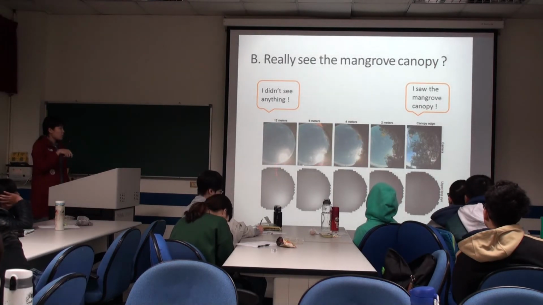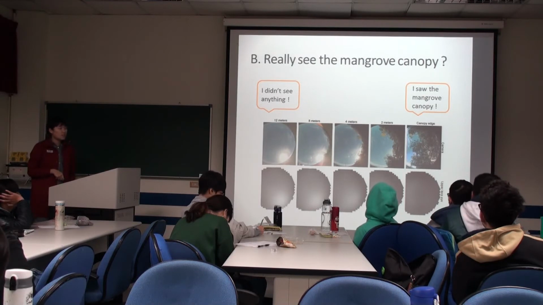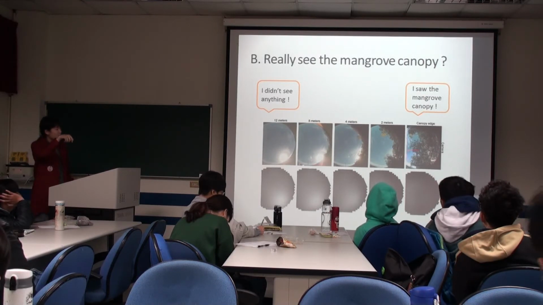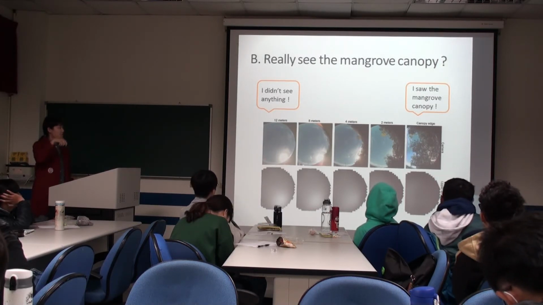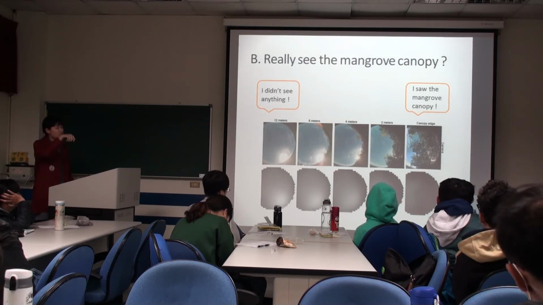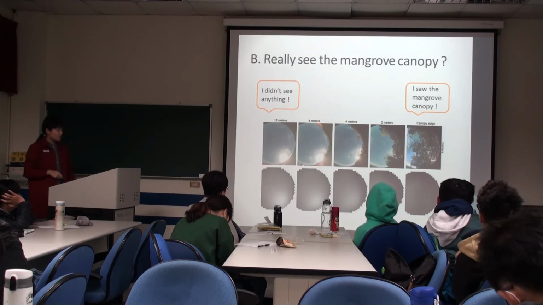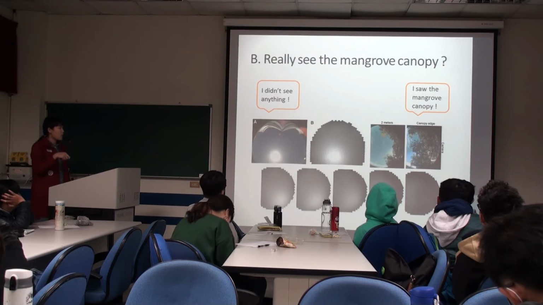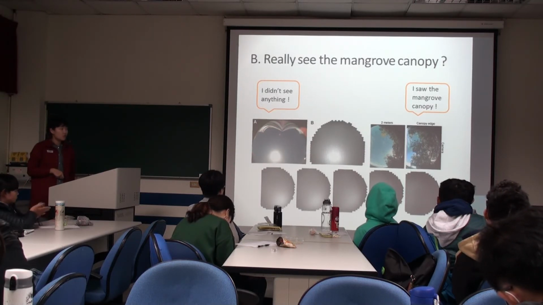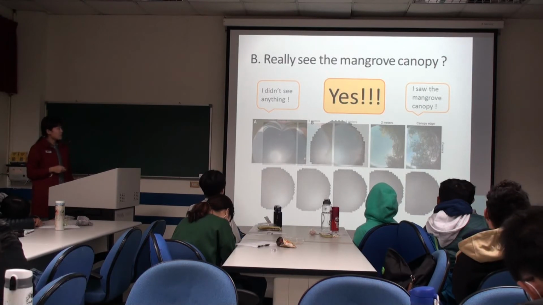You can see both columns show that the box jellyfish can detect the canopy. Here they see, and here they didn't see anything. So this is experiment 1, and this is picture A and picture B of experiment 2. It shows the same result. So both results answer the question: yes, they really see the mangrove canopy.